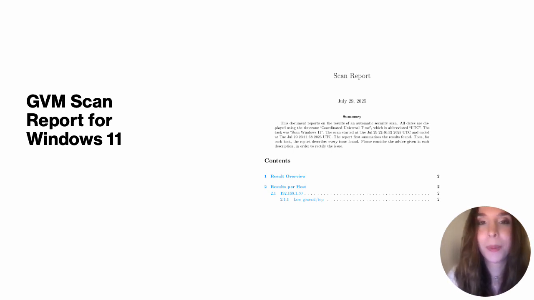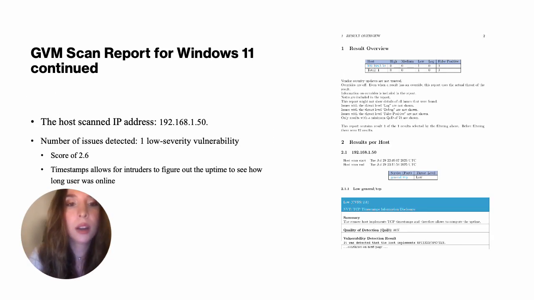So let's talk about it. To start off, we have the GVM scan report for Windows 11. I just included the host scanned IP address here, which was 192.168.1.50, as you can see. And it's just going through what was detected.